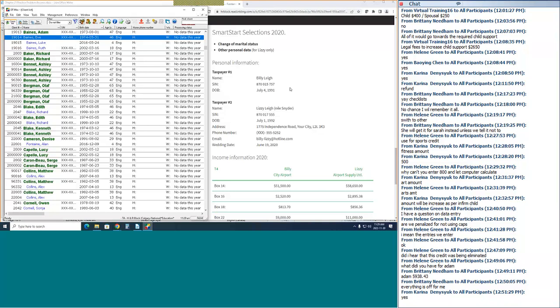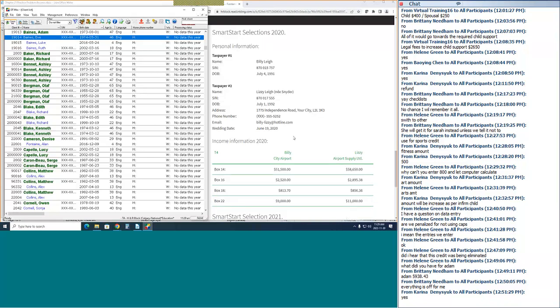Okay, and we have Billy and we have Lizzie. And Lizzie's name used to be Snyder because the two of them got married on June 19th of 2020. So we are now in the 2020 tax year. We've just met these lovely people, and we're going to create files for them.